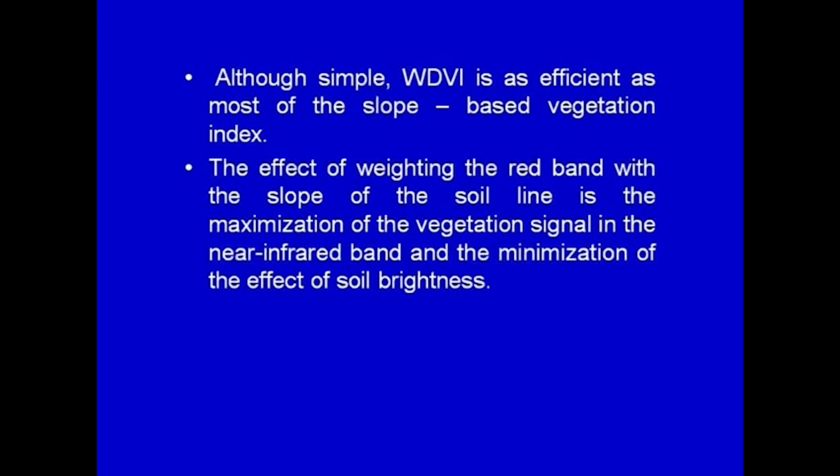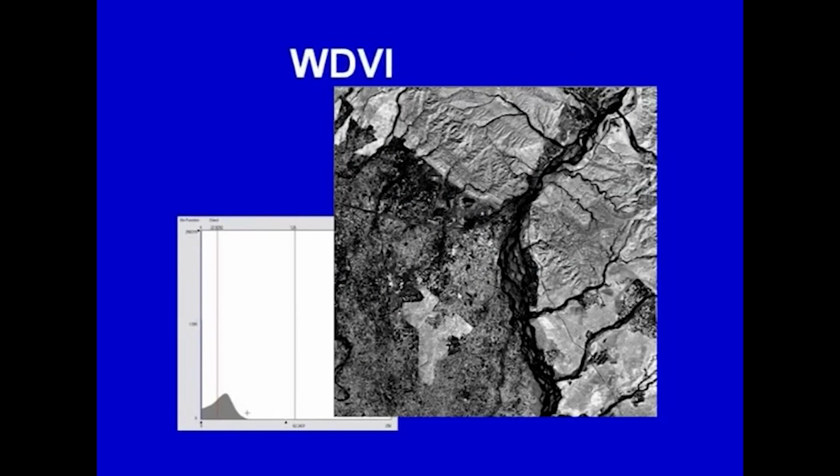The effect of weighting the red band with the slope of the soil line is the maximization of the vegetation signal in the near infrared band and the minimization of the effect of the soil brightness. In this particular image, we can see the information as depicted through WDVI, and what we can see is that the information of the soil has been minimized and appears in black color, whereas vegetation information appears in much brighter gray tones.